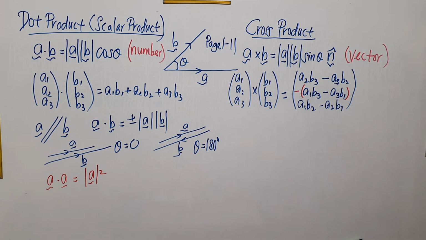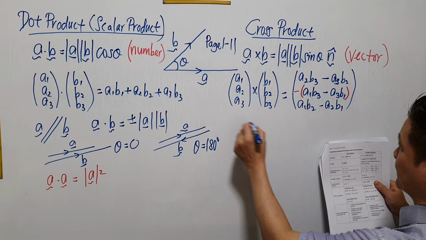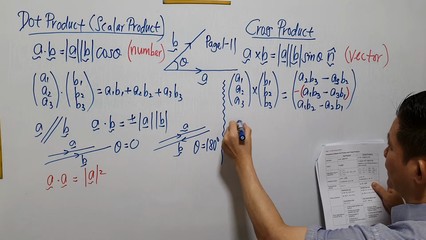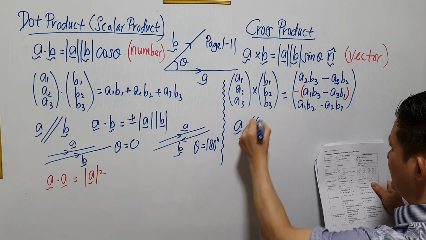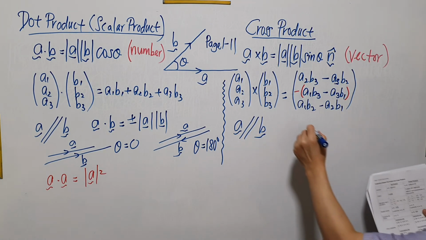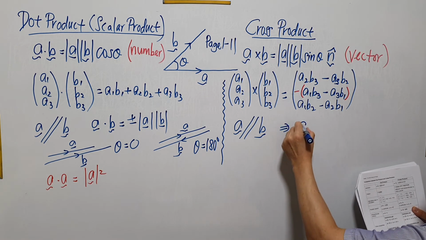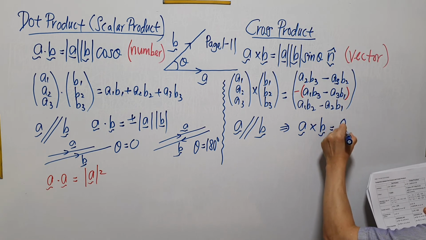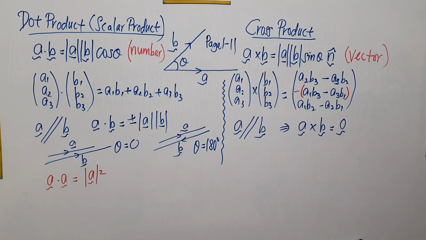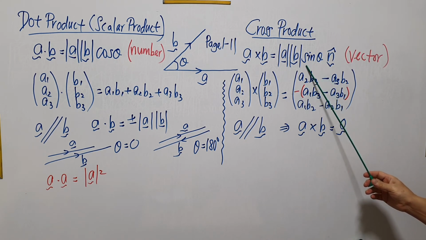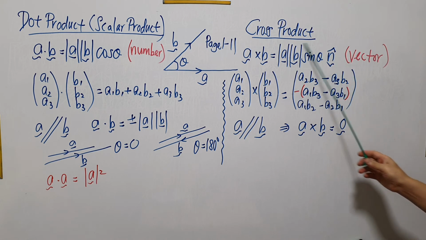On the other hand, if you have parallel vectors, say A parallel to B, then you want to know that the cross product between them will be a 0 vector. Because if they are parallel, then this angle is either 0 or pi. Whether this is 0 or pi, sine of this angle is 0, so this entire vector will be a 0 vector.